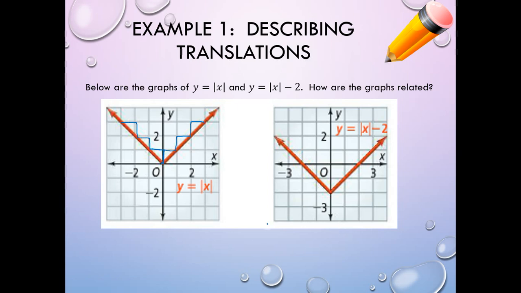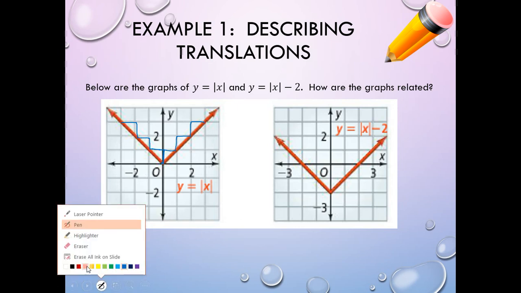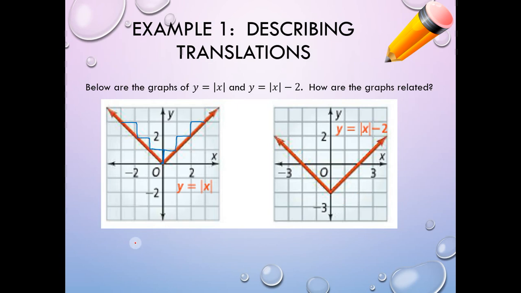Now on this side, there's a little bit of a difference. What is the biggest difference between these two graphs? It looks like it still goes up one, over one, up one, over one. But if you notice, it's down 2 units. 1, 2. That is important. So that is my change. Y equals absolute value of x minus 2 is 2 units down.